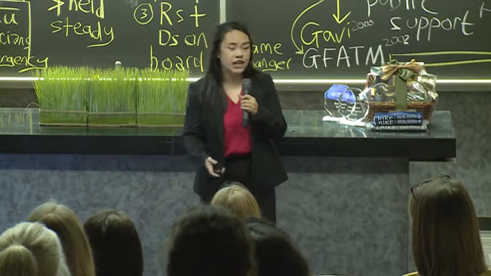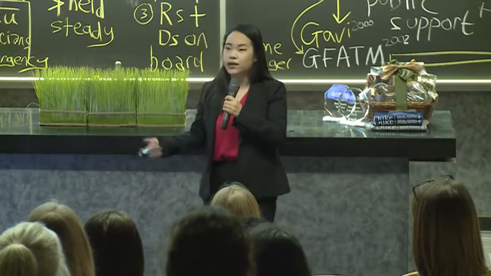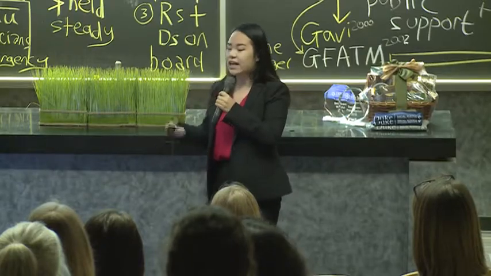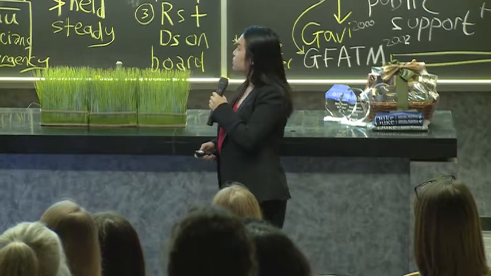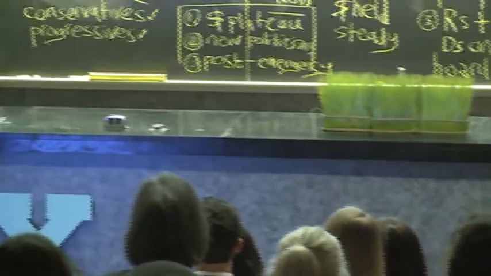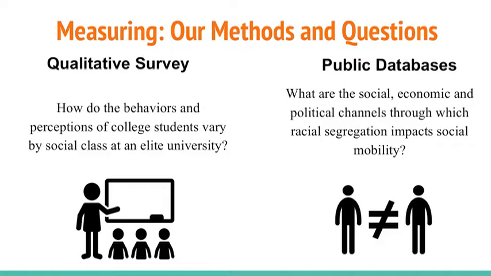So to tackle some of these challenges, we pursued individual research projects in studying social mobility in places such as Kenya, South Africa, the United States, and worldwide. Our team utilized a variety of research methods to explore different questions related to social mobility. For example, our team utilized a qualitative survey method to better understand how behaviors and perceptions of college students vary by social class in an elite university.